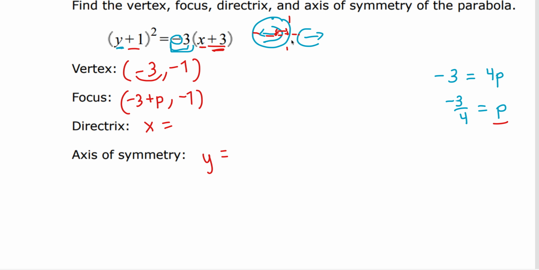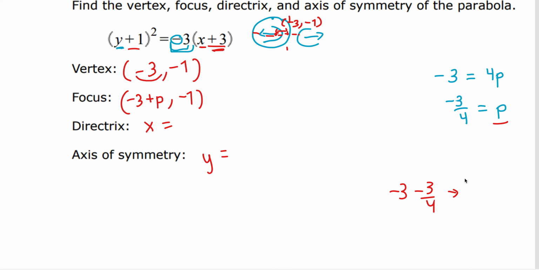Or you can, just like I said, visualize it with the absolute value of p, and you know that you have to go 3/4 units to the left from where you were at the vertex, in this case, -3, -1. And if we move 3/4 coordinate to the left, we know that technically we're just doing -3 minus 3/4. Okay, so -3 minus 3/4.